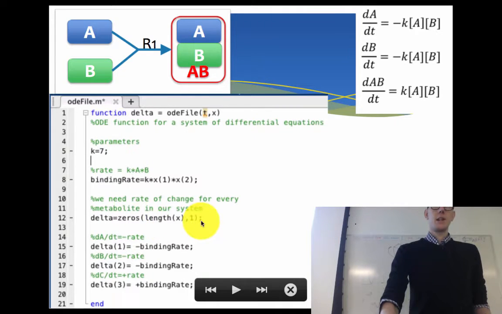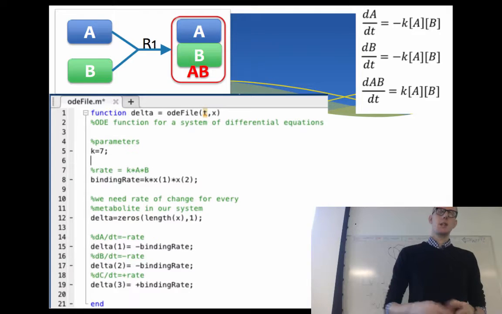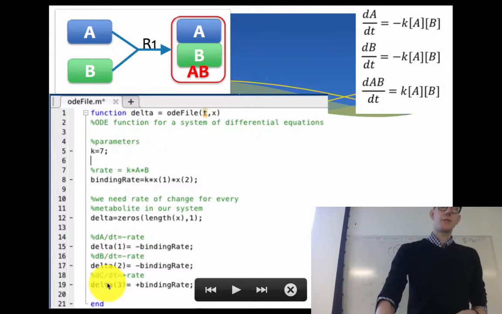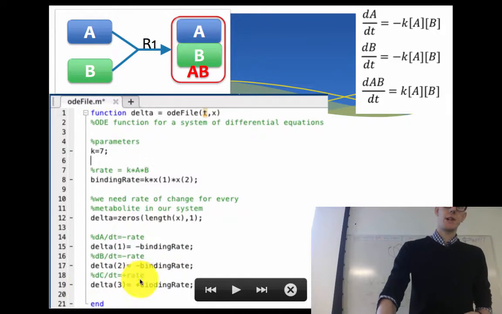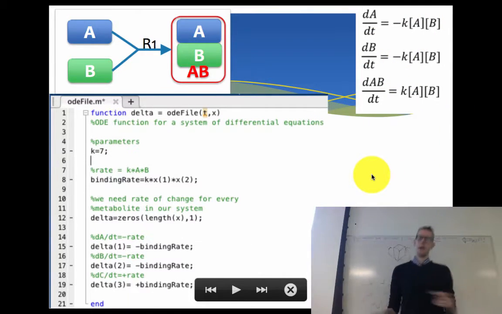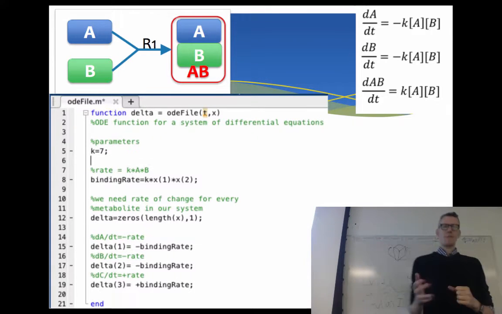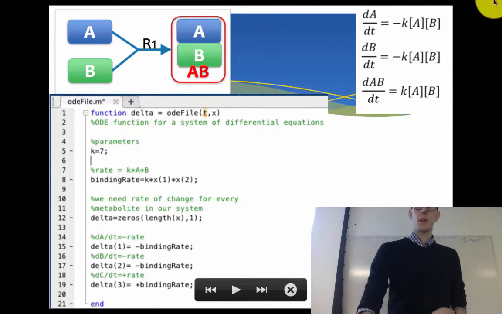So we define delta to be zeros of the same size, ready to fill with the rate of change of these things. So then I just define my 3 rates. Delta 1 is going to be minus the binding rate, delta 2 is going to be minus the binding rate, and delta 3 is going to be plus the binding rate. That correlates with here. Minus the binding rate, plus the binding rate. And that's it. We just type end, we're done with our function. So all that function does is define these 3 equations and have an output where delta is the rate of change of each of these things.